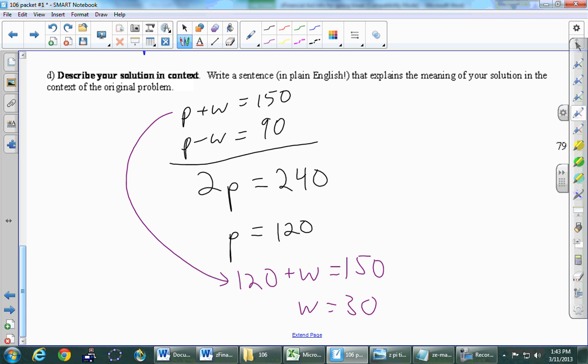So normally the speed of her plane is how much? Normally it's 120. The wind is 30. So when it's working for her, she's actually traveling 150 miles an hour. Against her, only 90 miles an hour. Any questions on this one?